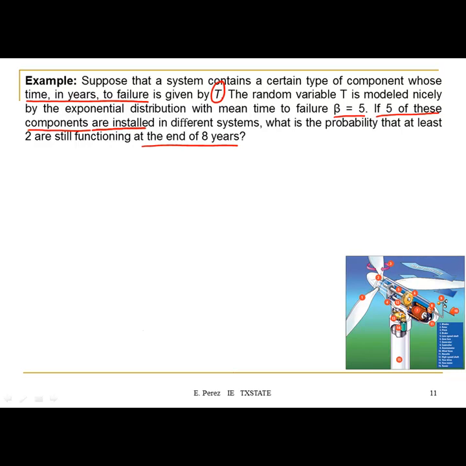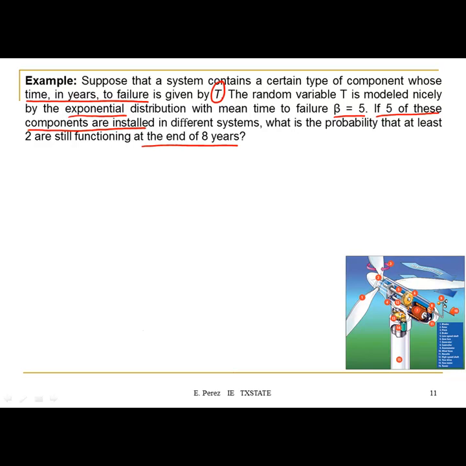We are not only focusing on one. We want to know we have 5 components, and what is the probability of having these 5 components lasting more than 8 years. So the first thing we're going to do is to look at the probability of these components to last more than 8 years. Okay? And we know that that random variable T is modeled nicely using the exponential.